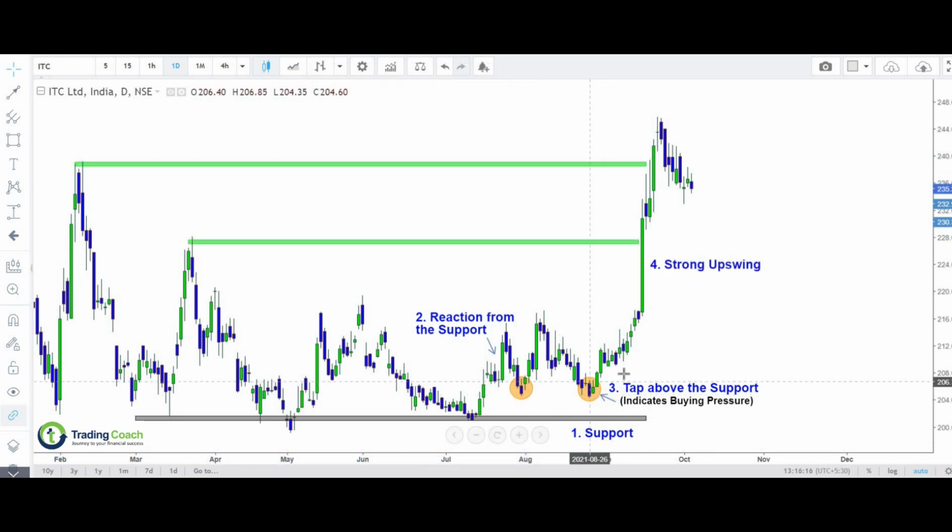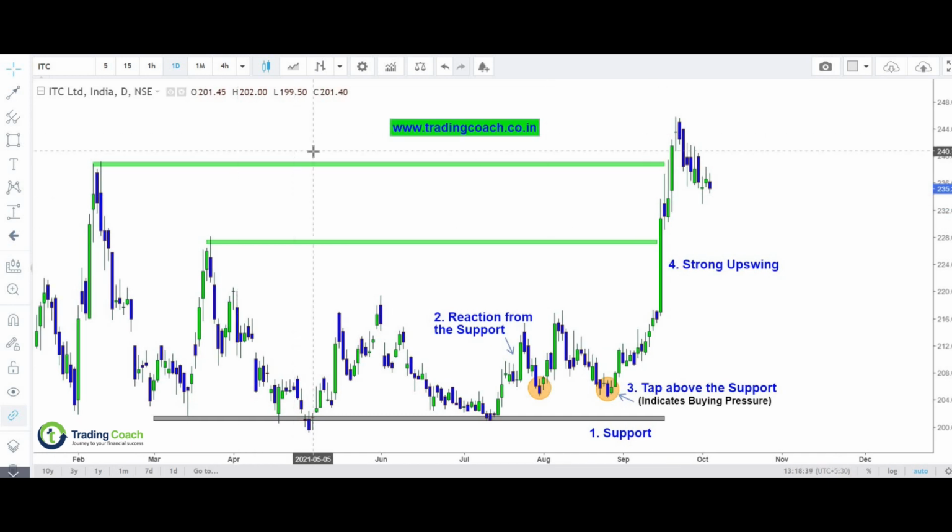So as you can see in the chart, once we have taken our entry at the tap, we had a very strong upswing, and this particular upswing has taken out both of our targets. So it has touched both the resistance levels which we have marked. So we would have had a very good profitable trade. So what we have seen here is a bullish tap trading strategy. The strategy is very simple, as I pointed out. All you have to do is 3 important things.